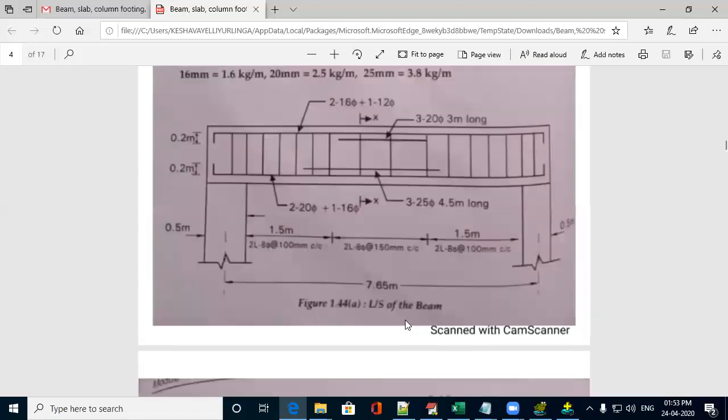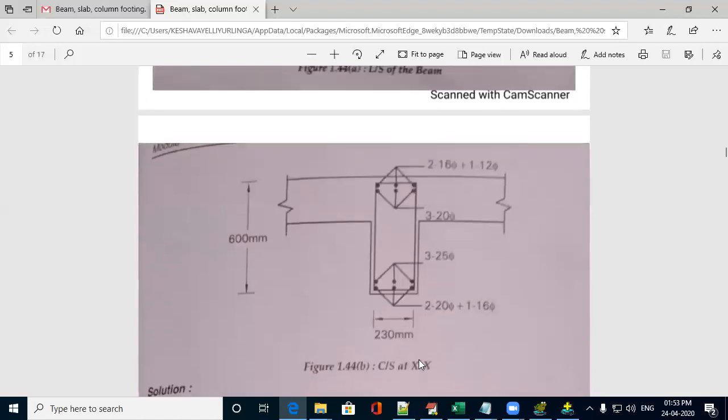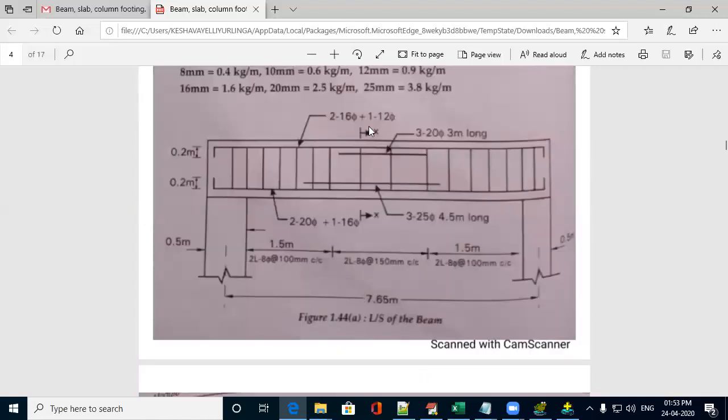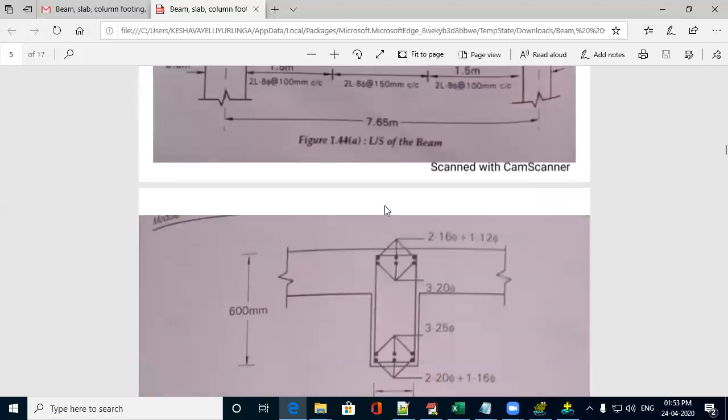You can also observe the cross section which is taken at XX. Where is X? At this point. Here the cross section has been taken and shown in detail. You can observe there are three bars at the top. Two bars are of 16 mm diameter, one bar is 12 mm diameter. They have not mentioned clearly which is 16 mm and which is 12 mm. Maybe at the ends it may be 16 mm, at the center it may be 12 mm.